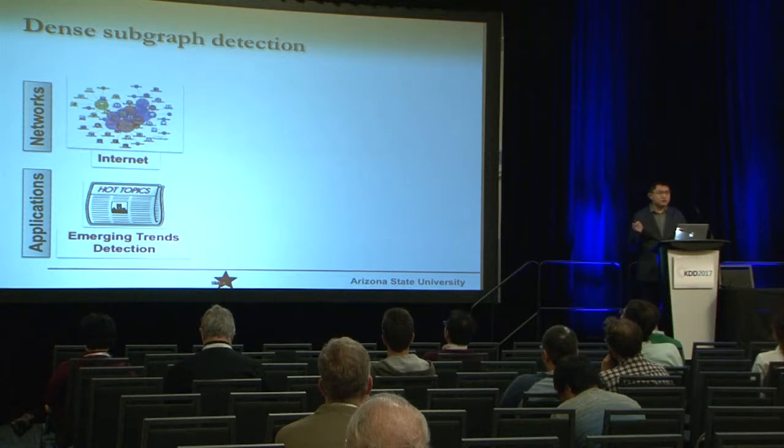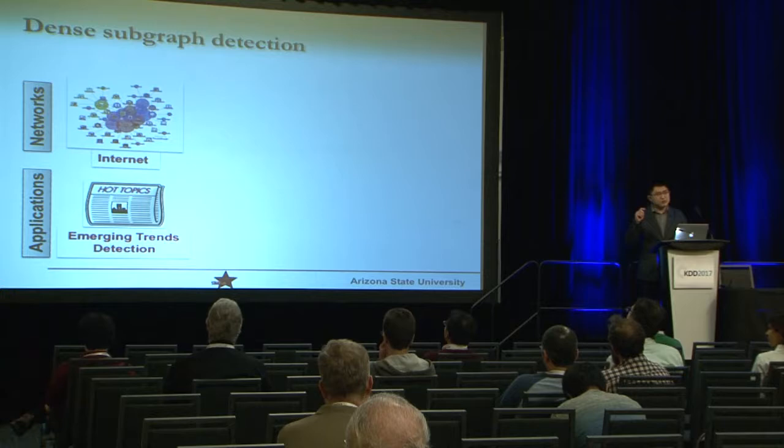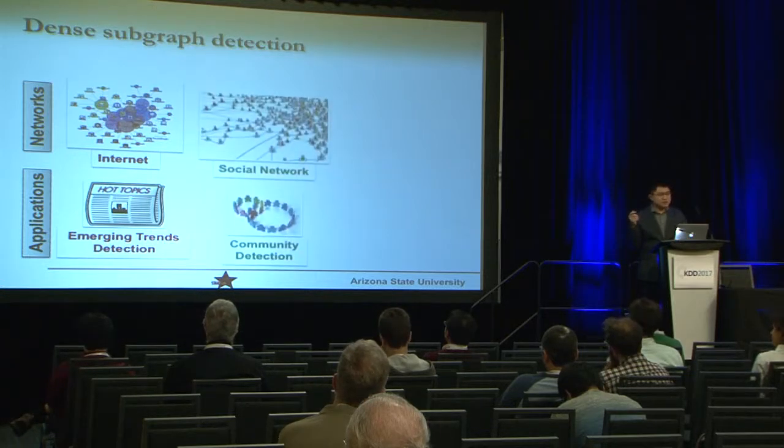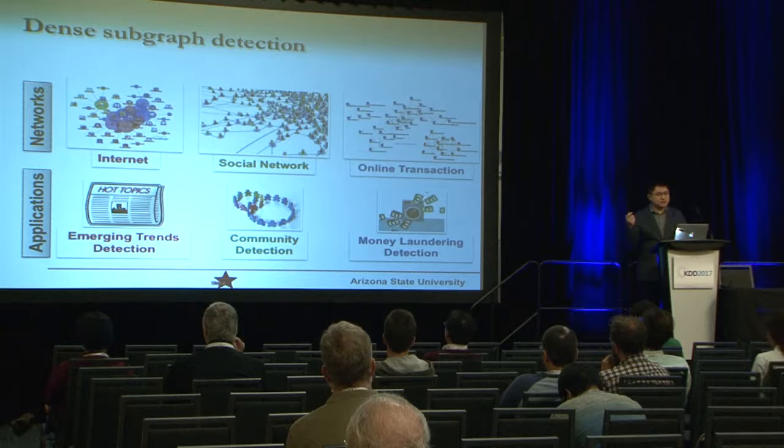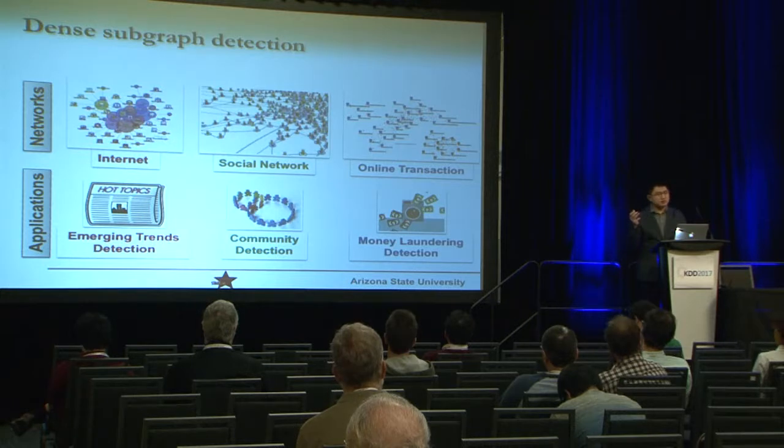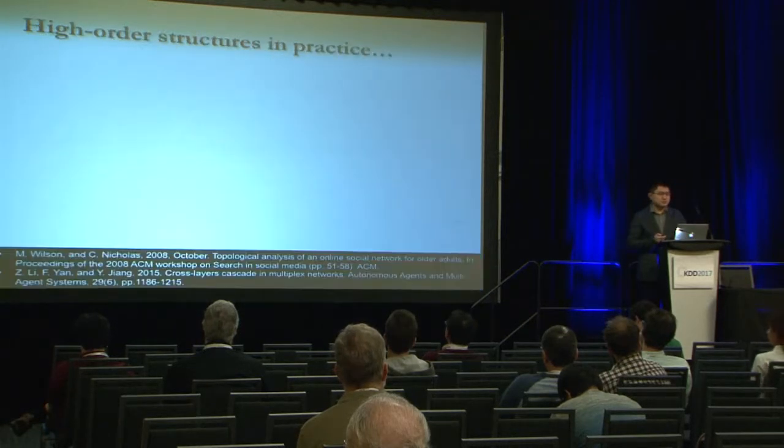For example, on the web graph, the emergent trend detection aims to find the hot topics that are growing in interest or utility over time. In social network, community detection aims to find a group of users that are tightly connected together. In online transaction network, money laundering detection aims to find the group of malicious bank accounts that are frequently involved in the money laundering activities.